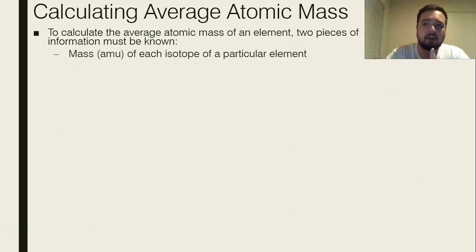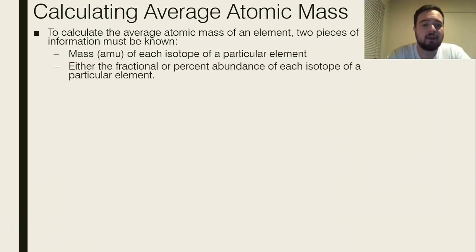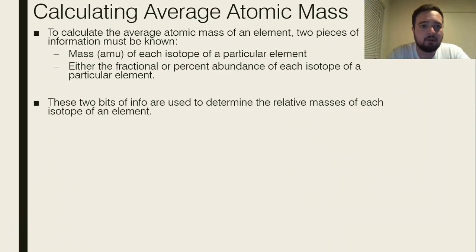So you need to know the mass in AMUs of each isotope of the particular element. If you don't, then you can't do the calculation accurately. And either the fractional or the percent abundance of each isotope of a particular element. So if you don't know those two, you can't calculate the average atomic mass. These two bits of info are used to determine the relative masses of each isotope of an element.